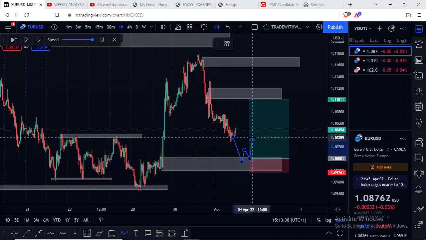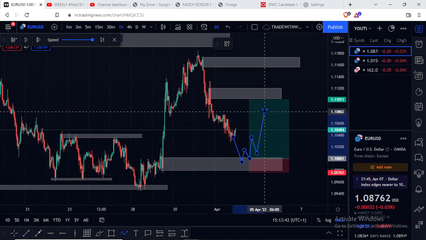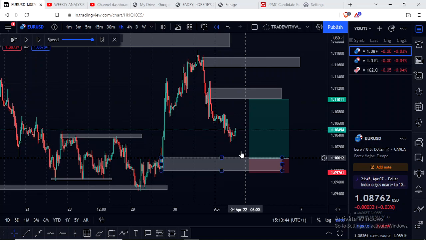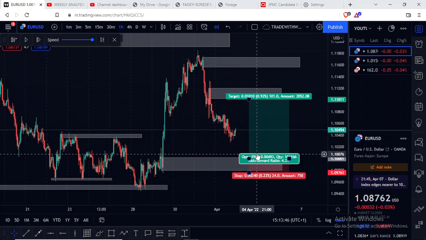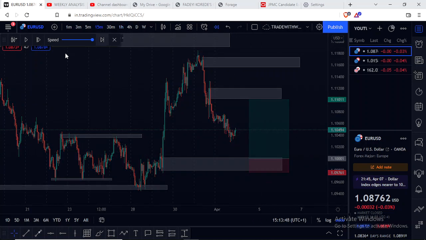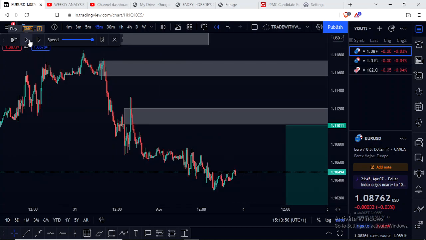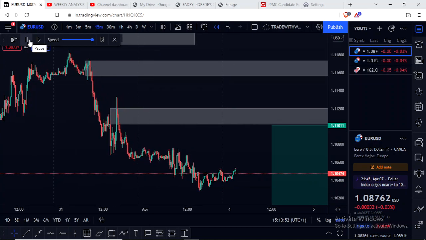I'm waiting for a break of structure on the 15 minutes time frame, then a 1 minute mitigation for a bullish run, because it's already bearish and I don't want to run into the 1 minute time frame to enter. So let's go down to the 15 minute time frame and let's see how everything played out.